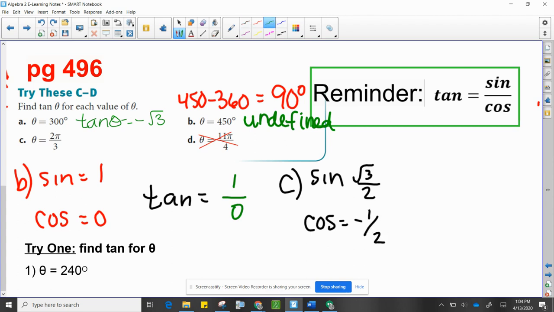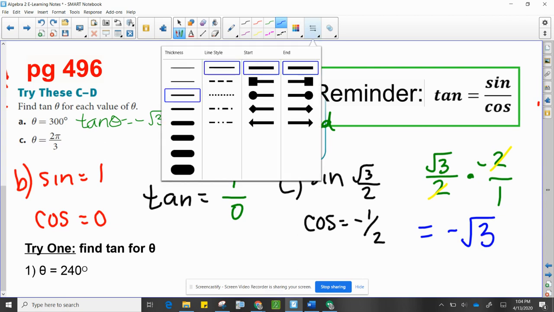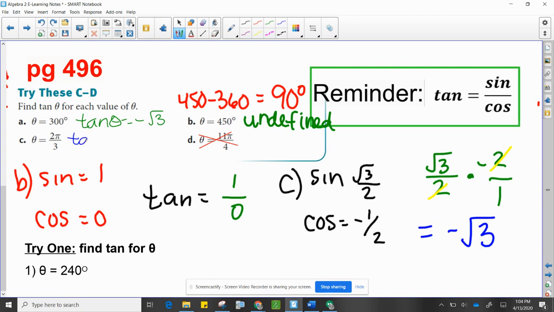So if I find the tangent, then I would take my sine and I'm going to divide it by negative 1/2, or multiply by its reciprocal, negative 2 over 1. So this one's a little similar. Those 2's can cancel out, just leaving me with root 3 times a negative 1. So in this case, this answer would be negative root 3. So let's write that here. So for this one, tangent was negative root 3.